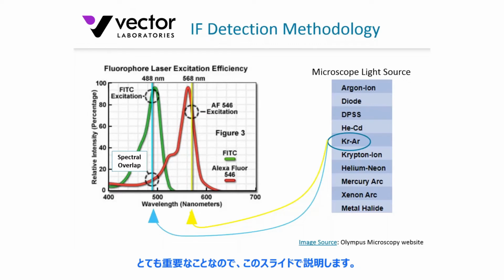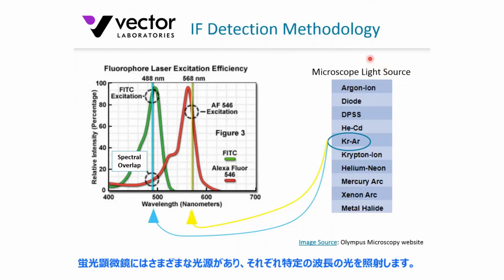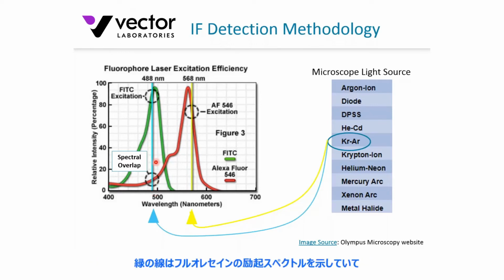It might look a little complicated, but it's very important. Have a look at the microscope light source that you've got at your disposal. There are quite a range of different light sources that fluorescent microscopes have. And each of these different light sources discharge light at given wavelengths. Okay, and the example I've got here is a krypton-argon light source that discharges light at 568 nanometers and also at 488 nanometers.